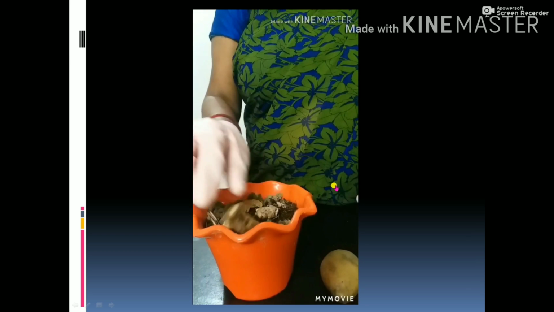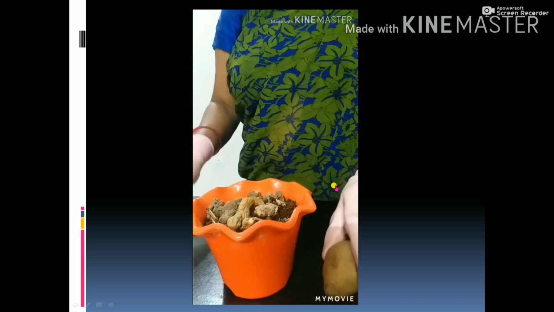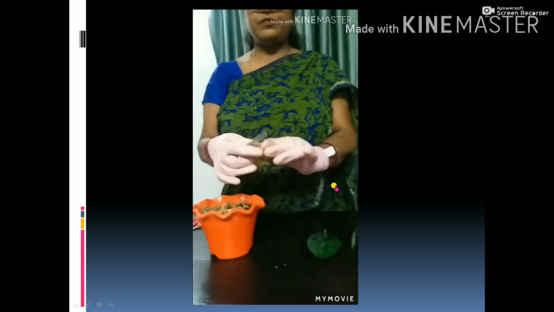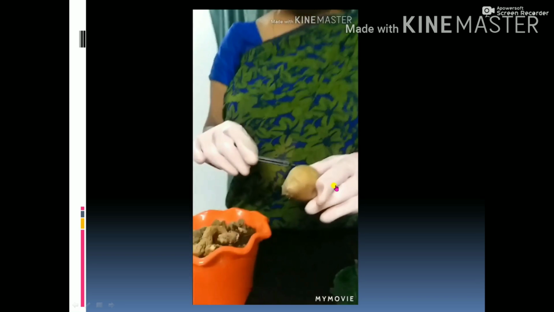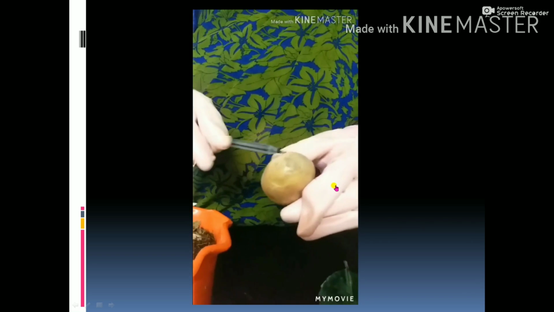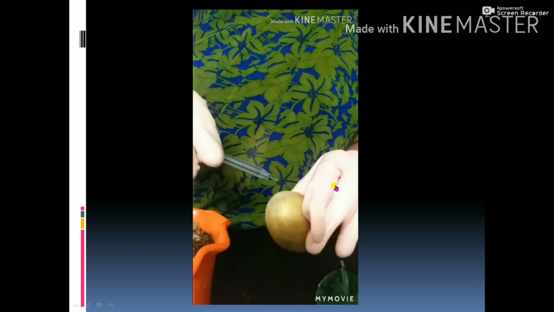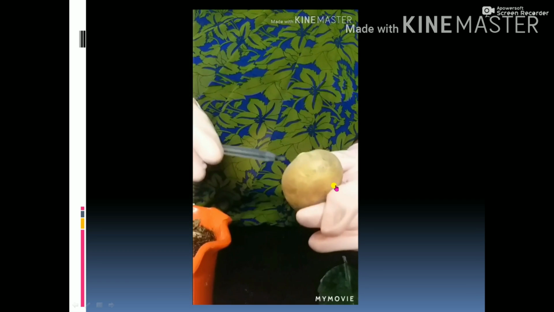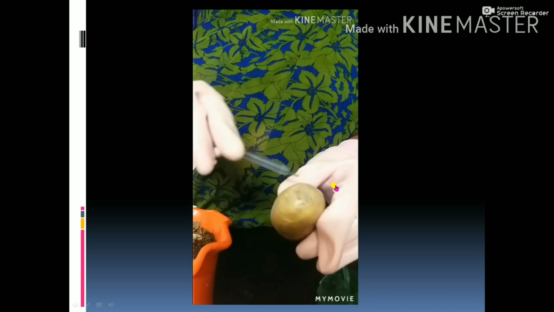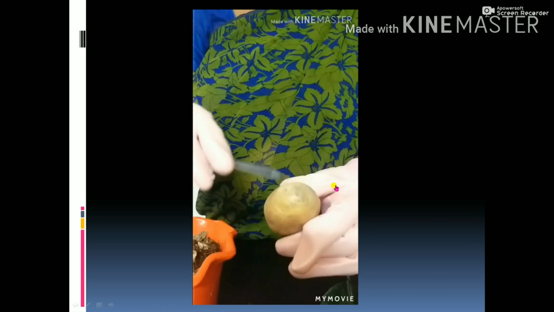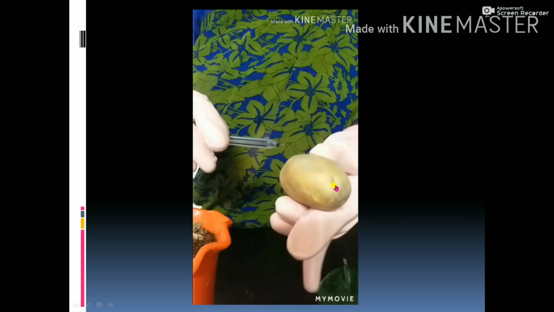And another example you see, that is potato. That you like very much, potato. And you see, these are the eyes. See the eyes? These eyes will give rise to eye buds, and each eye bud will be converted into a new plant.